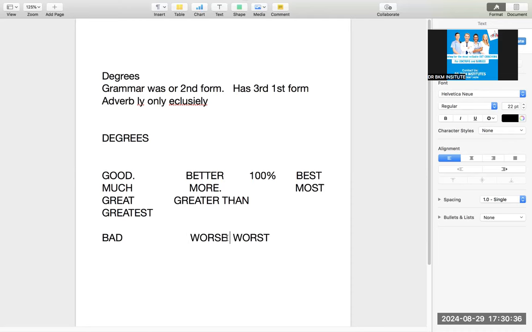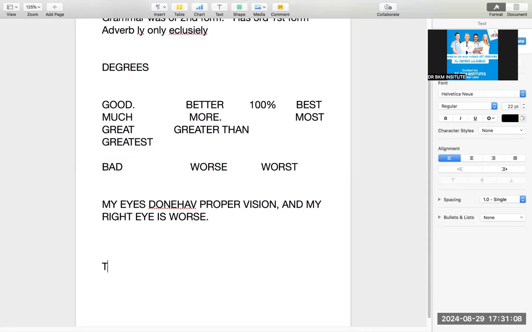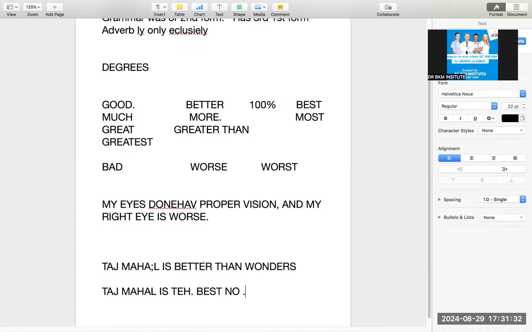Worse also means comparison. If I say my eyes do not have proper vision, and my right eye is worse, that means it is automatically a comparison, that my right eye is worse than left eye. Even if I write the word than or not, worse always means comparison. This sentence in itself is complete. If I say Taj Mahal is better, that means I am making a comparison with other wonders of the world. It's automatic. But if I say Taj Mahal is the best, then it is on the top spot. It is number one. That is the difference in the degrees.